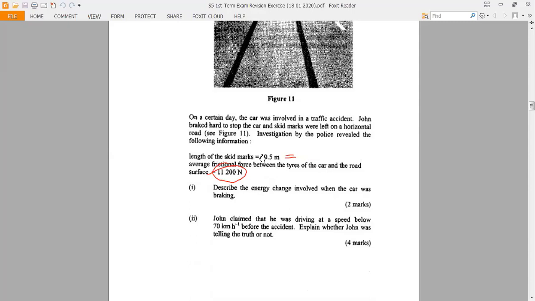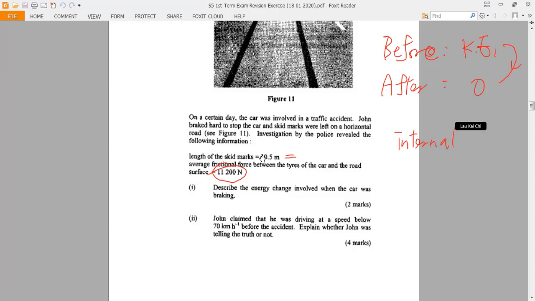So what energy is there at the beginning when the car is traveling? Before, when it's traveling, surely it has KE, very good. And after, no, the car has stopped, right? On the level road, no KE, and PE is 0. So that means there is some energy lost by the car. Originally it has KE, but now at the end it has nothing. So where does the energy go? It actually goes to heat. We'll say that it becomes the internal energy of the road and the tire.